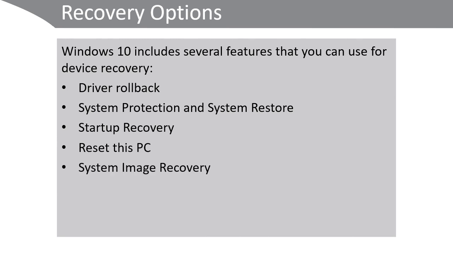System image recovery. If you've got a system image backup, perhaps created using the Backup and Restore Windows 7 tool, you can access this through the Windows recovery environment and perform a system image recovery restore. Image recovery. If you're using images, you can apply an image using the DISM tool to recover from a problem.